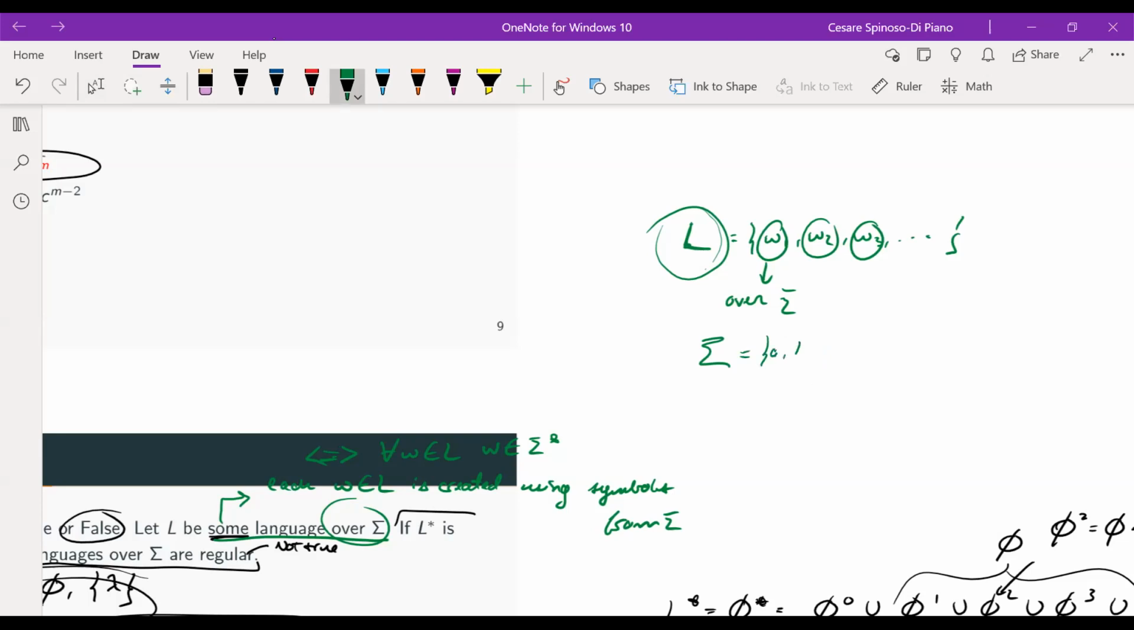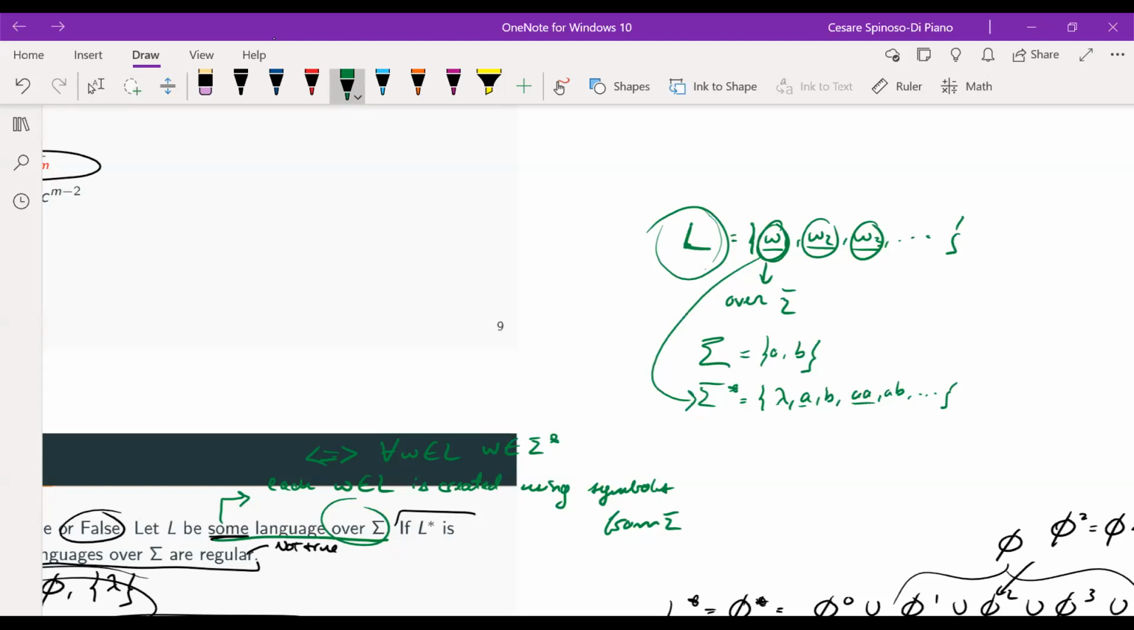So sigma is the alphabet, right? Let's say AB. Sigma star is all of the possible strings over the alphabet AB, right? You have strings of length 0, that's lambda. You have strings of length 1, of length 2, and so on. And then a language is a set of strings, where each of these strings are in here. So the first string could be A, the second string could be AA, the third string could be A cubed. When we say the language is over the alphabet, it means that each of the strings in the language is a sequence of only symbols in your alphabet. Okay?